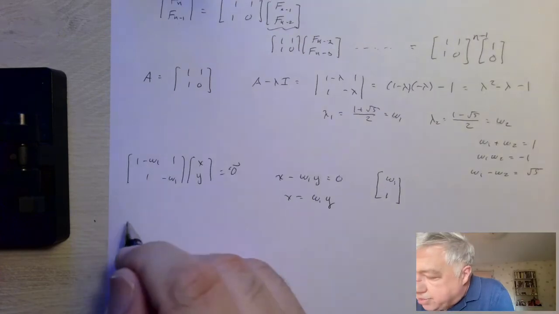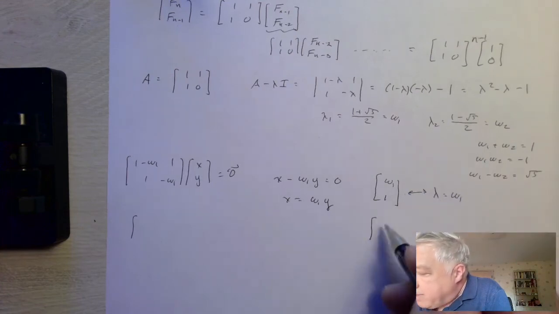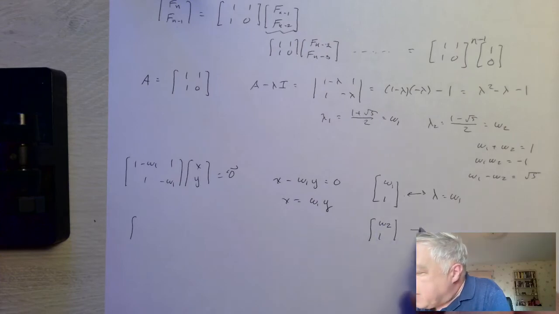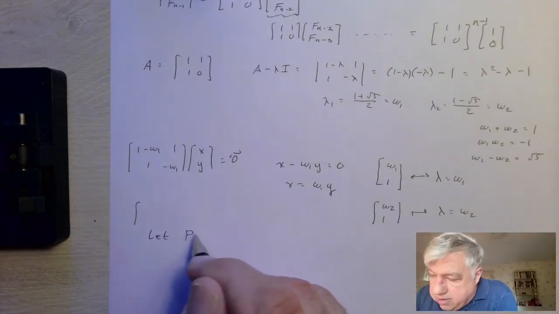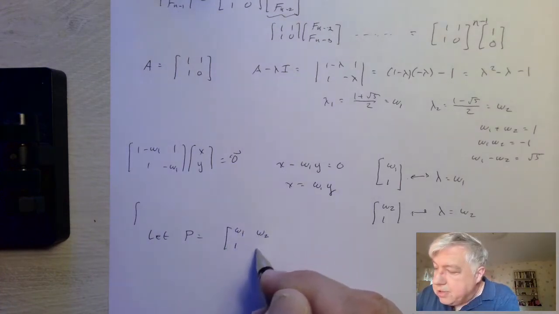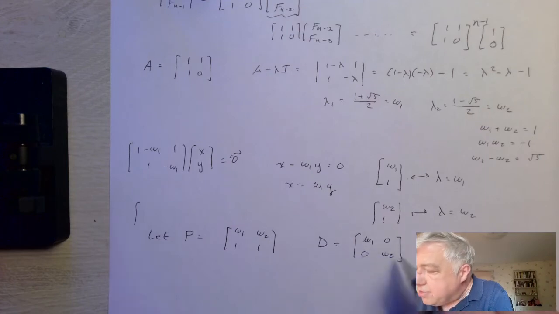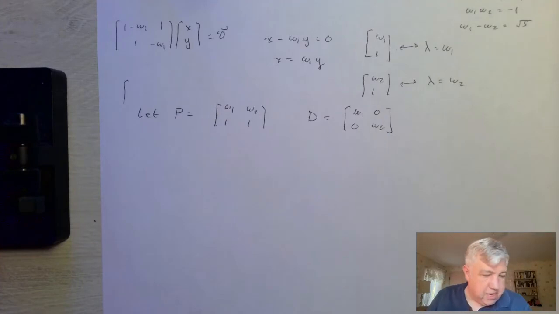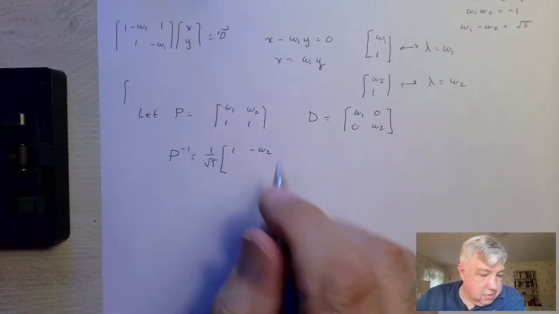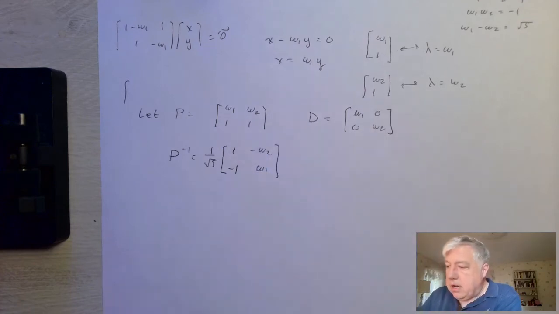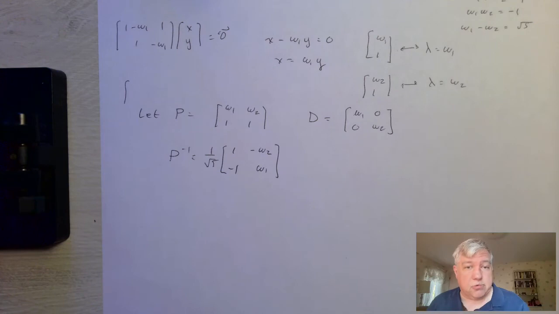And you can do the same thing with omega 2. So this is the eigenvector when lambda equals omega 1, and by basically doing the same calculation, you get omega 2, 1 is the eigenvector for omega 2. Now we can let P be the matrix omega 1, 1, omega 2, 1, and D will be omega 1, 0, 0, omega 2. You can check that P inverse is 1 over square root of 5 times 1, minus omega 2, minus 1, omega 1. You can just use the formula for the inverse of a 2 by 2 matrix, and we're just factoring out a square root of 5.